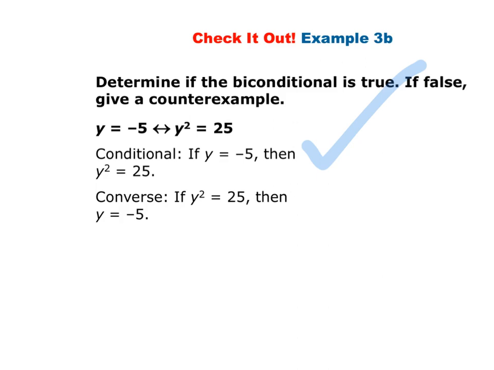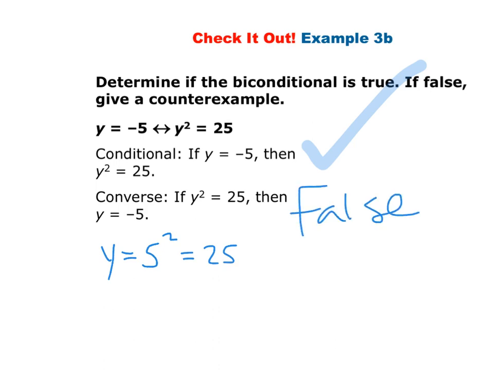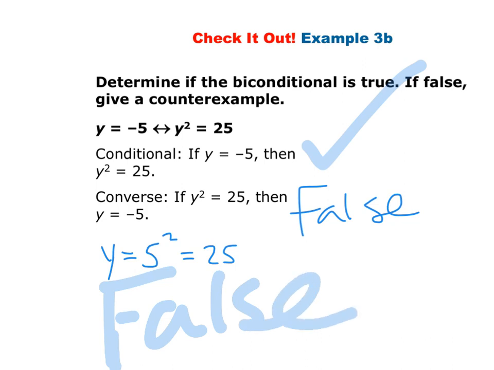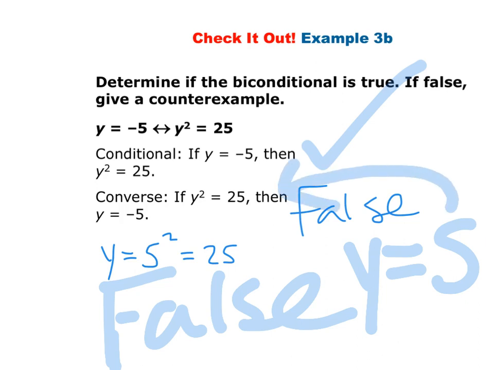So we can also have y is equal to 5 because 5 squared is equal to 25. So therefore this would be false. So even though our conditional is true, our converse is false, our biconditional, the whole thing would be false. And our counterexample would be y is equal to 5, because when y is equal to 5, it proves that the converse is false.